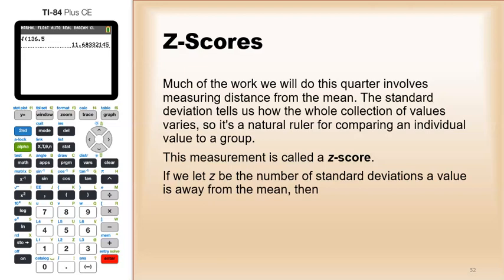The standard deviation tells us how the whole collection of values varies, so it's a natural ruler for comparing an individual value to a group. And that measurement, that number of standard deviations from the mean, is called the z-score. So if we let z be the number of standard deviations a value is from the mean, then we have this formula here, that z is the value minus the mean divided by the standard deviation. Now, this will be the most common formula you'll use this quarter, so if you don't quite get it now, hopefully you will before the end of the quarter.